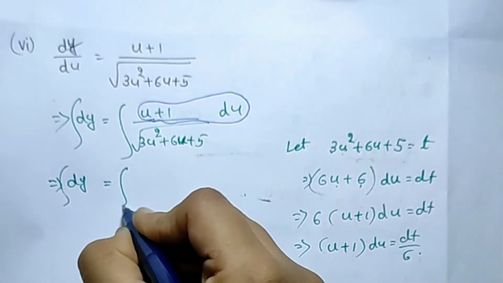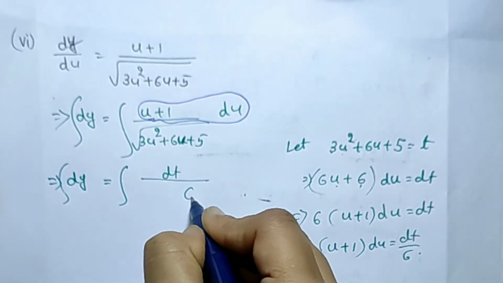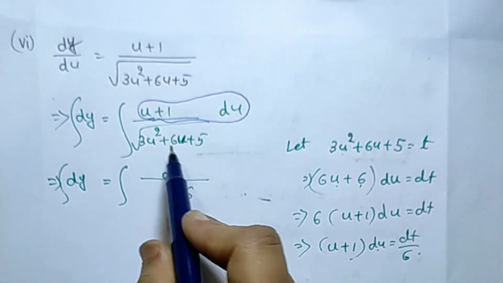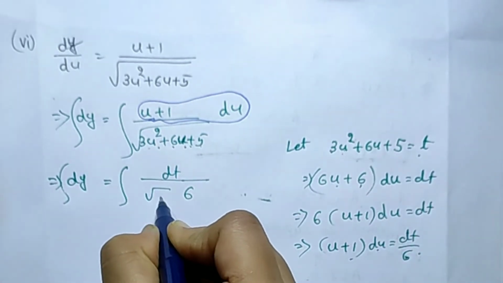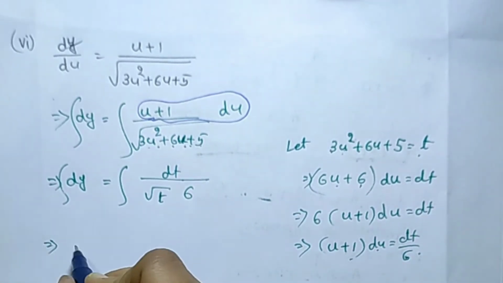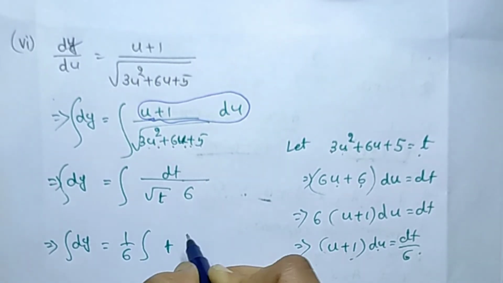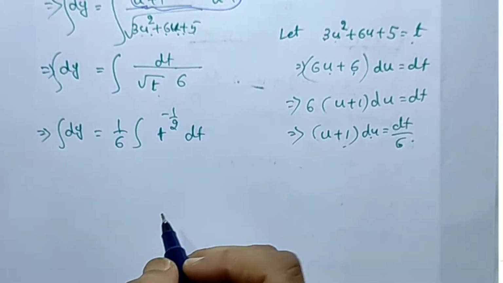So this is integration of dt by 6. This term will be (u + 1) du = dt/6, so this is dt/6, and 3u² + 6u + 5 will be t, so this is root t. This implies that the integration of dy will be 1/6 integration of t^(-1/2) dt. 1 by root t means t power minus half.